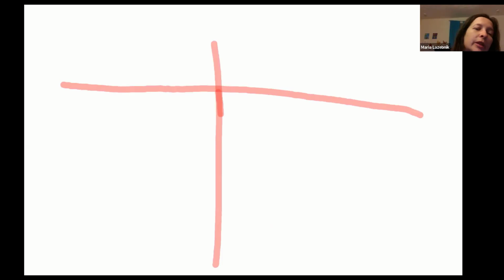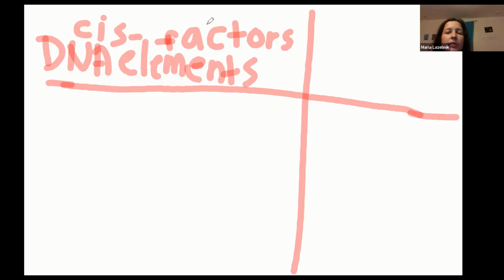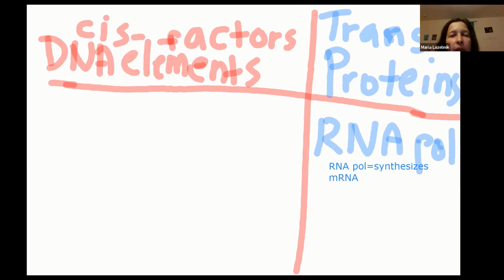And in the table, we will have two columns. One is going to be DNA elements, and DNA elements are known as cis factors. So cis means that they are located in the same place, meaning that they are not moving around. Okay. And on the other end, we will have something called trans factors.